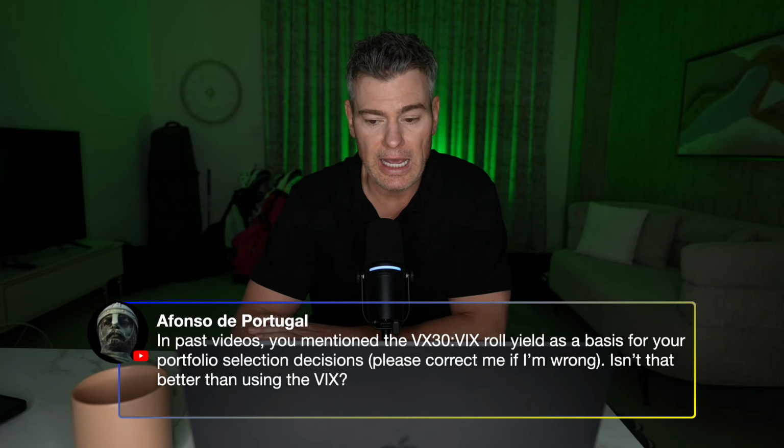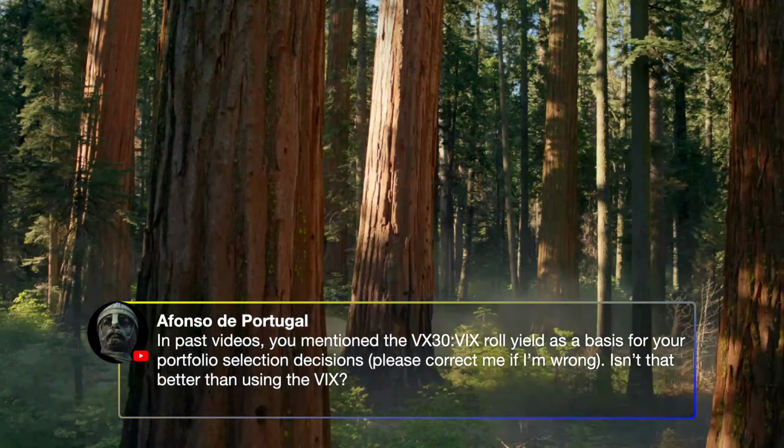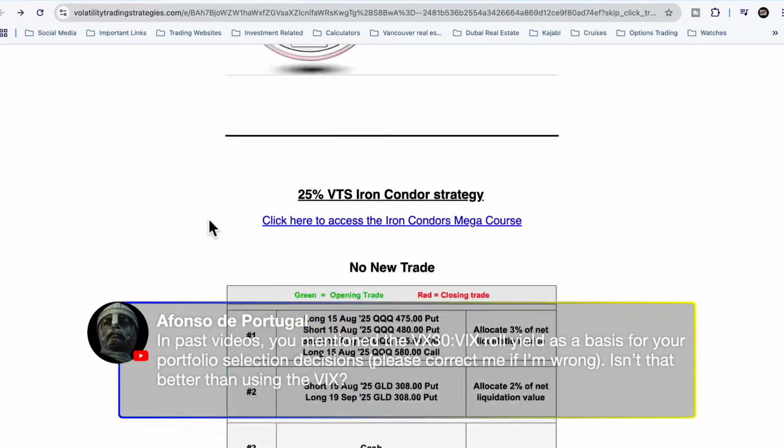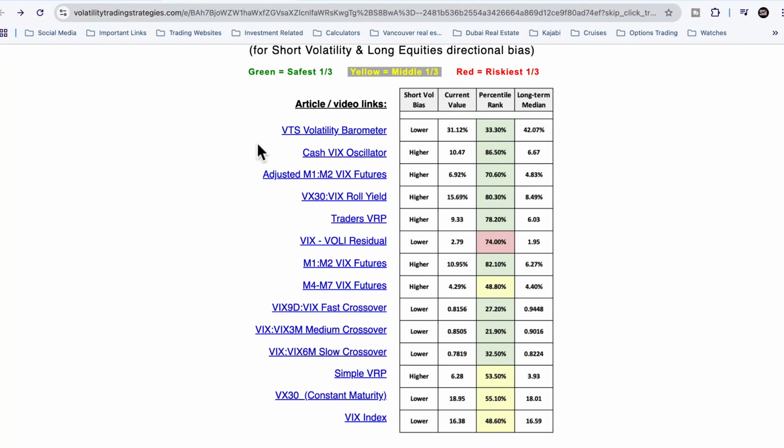If you start using actual metrics that really mean something, like our cash VIX oscillator, for example, I don't like to mention these things because I'm not going to tell you how I calculate it. It's just proprietary to me. Our volatility barometer, I'm not going to tell you how I calculate it, but these are far superior to something as dumb as the VIX.